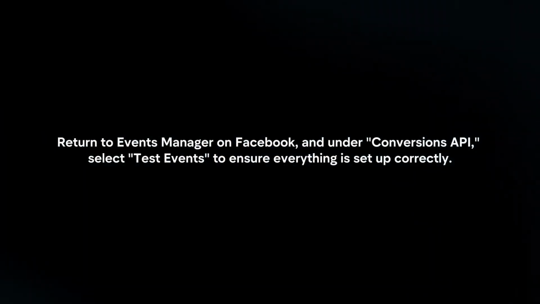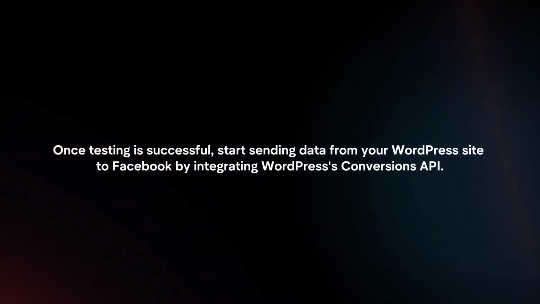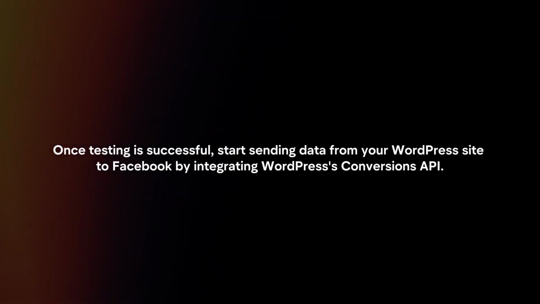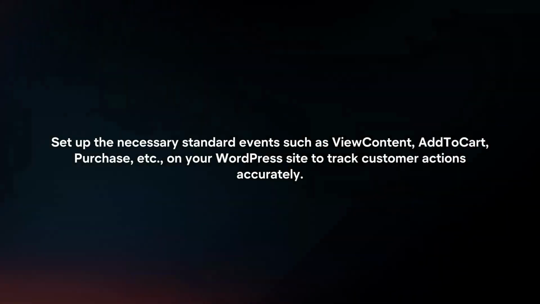Save your changes. Return to Events Manager on Facebook and under Conversion API, select Test Events to ensure everything is set up correctly. Once testing is successful, start sending data from your WordPress site to Facebook by integrating WordPress's Conversions API. Set up the necessary standard events such as view content, add to cart, purchase, etc. on your WordPress site to track customer actions accurately.